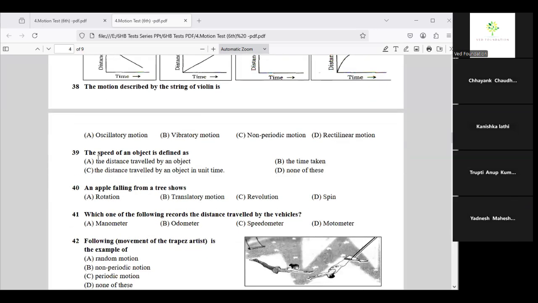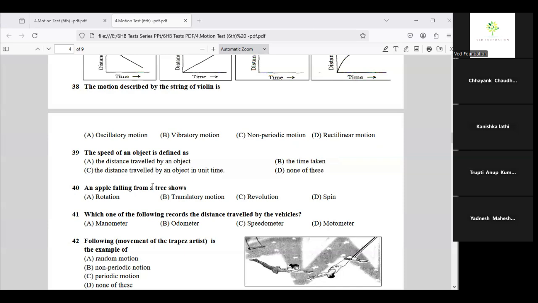39. The speed of an object is defined as, and options are the distance traveled by an object, the time taken, the distance traveled by an object in unit time, and none of these. And correct answer is option C. Speed is the distance traveled by an object in unit time.